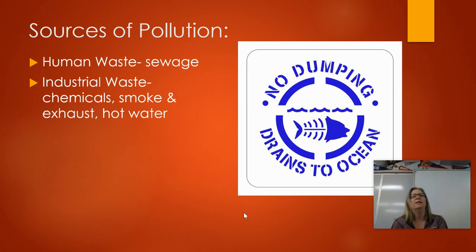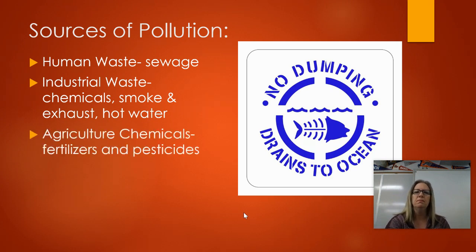Chemicals, but one that you might not think of is hot water. So factories use water to cool their machines. Well, when that water takes the heat of the machines, even though it's clean, it gets dumped back into the environment. That hot water can be damaging to fish and other living organisms in the water.